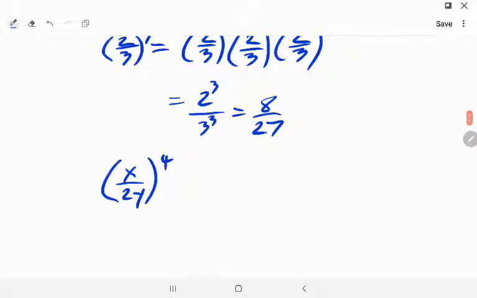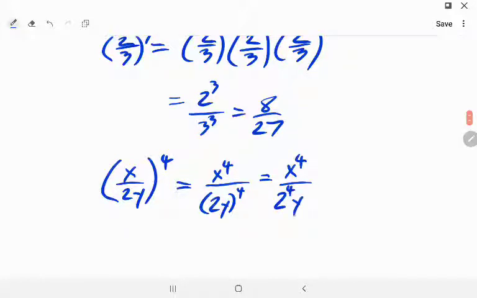So if we're looking at something like x divided by 2y to the 4th, we can mix and match a little bit. That's going to be x to the 4th divided by 2y to the 4th, and then we can use our property for products to say that's x to the 4th divided by 2 to the 4th y to the 4th, which gives us x to the 4th divided by 16y to the 4th. So, nice and neat.